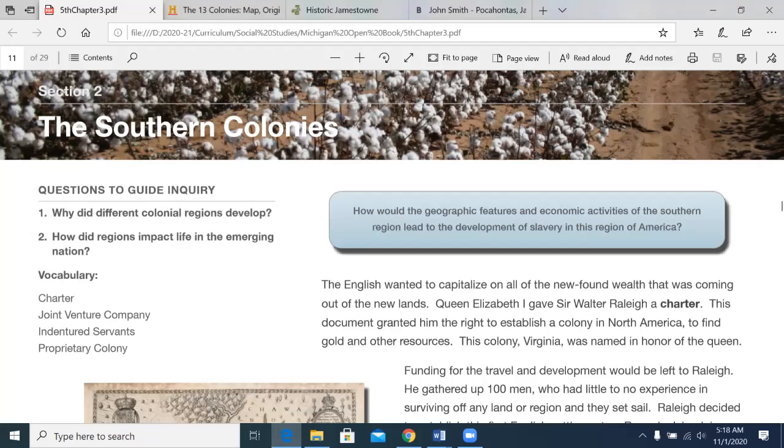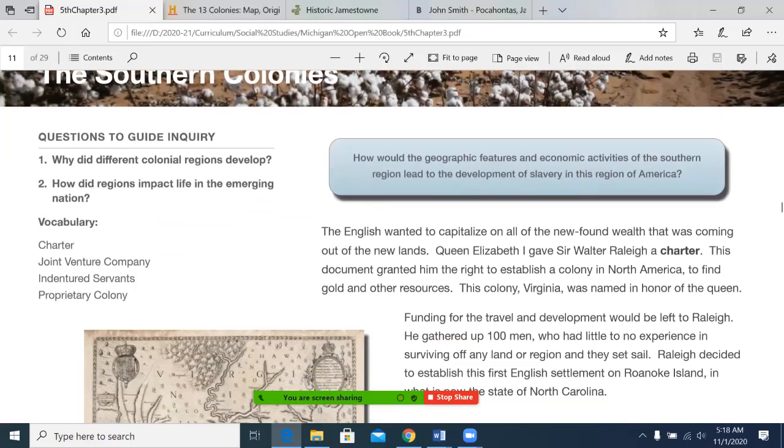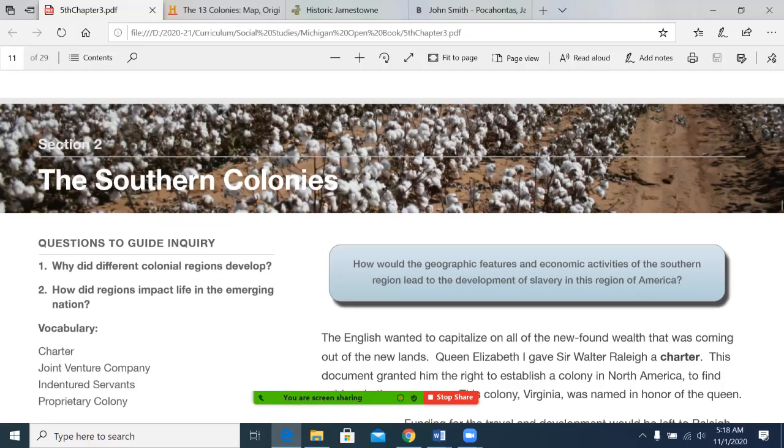So the Southern Colony section begins on page 53, and the guided inquiry questions: why did different colonial regions develop, and how did regions impact life in the emerging nation? Vocabulary includes charter, joint venture company, indentured servants, and proprietary colony. We do notice that there is cotton in the image at the top. That might foreshadow a little bit about this lesson, so let's look into that as we go.